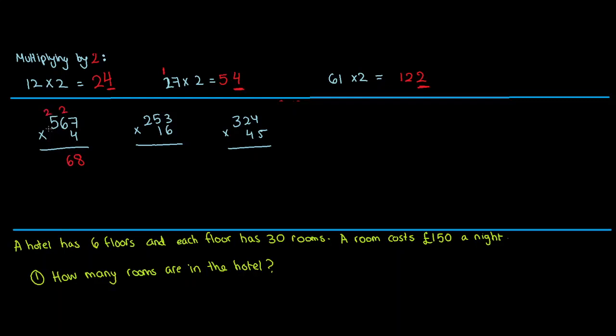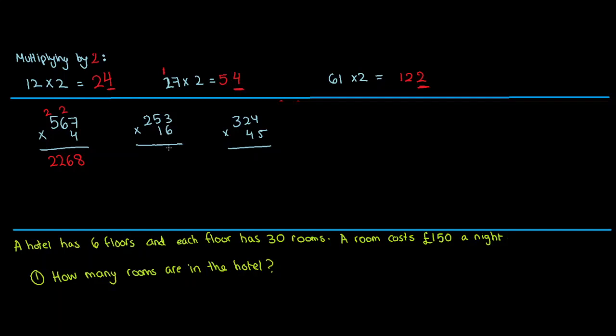And then 4 times 5 is 20, plus 2, that is 22. So the answer to that is 2,268. Let's have here another example, but this time we're multiplying with a number that has 2 digits. This is how you do it.